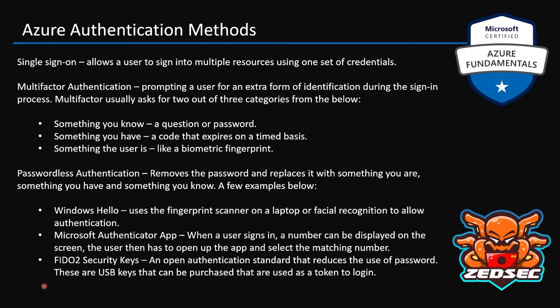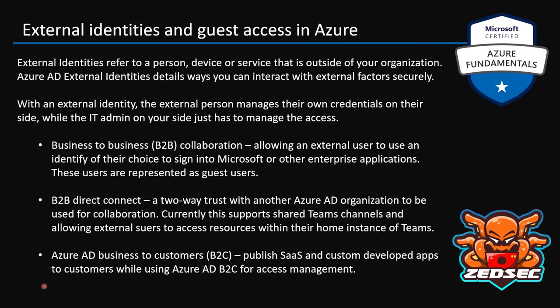Passwordless authentication, it basically removes a password and replaces it with something you are, something you have, and something you know. And a few examples below are Windows Hello, which allows you to use a fingerprint scanner on a laptop or facial recognition. A lot of people have that on their phones now. You can get into your phone with just your face. Microsoft Authenticator app, which when a user signs in, a number can be displayed on the screen, and the user then has to open up the app and select the matching number to sign in. Then they have to hit approve. FIDO security keys, which is an open authentication standard that reduces the use of passwords. These are basically USB keys that can be purchased that are used as a token to log in.